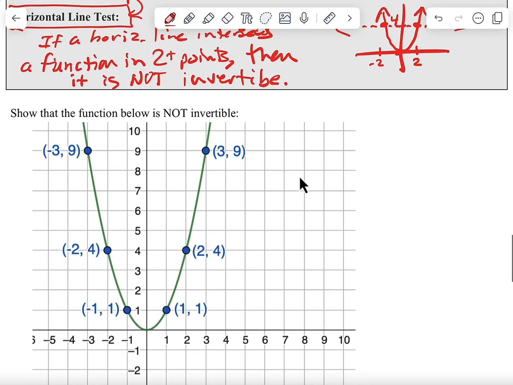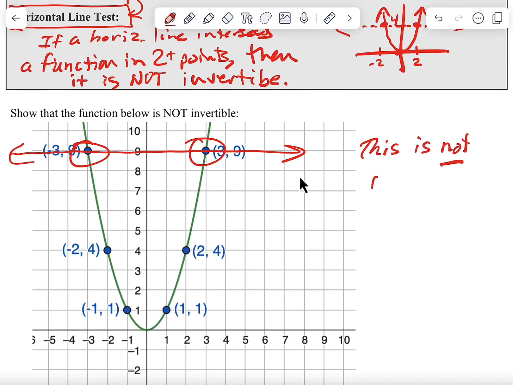And so it'd be real easy on this next graph to show that it is not invertible. All we'd have to do is draw a horizontal line through here. And we see that a horizontal line intersects in two points. Therefore, this function is not invertible. This function does not have an inverse that's a function.